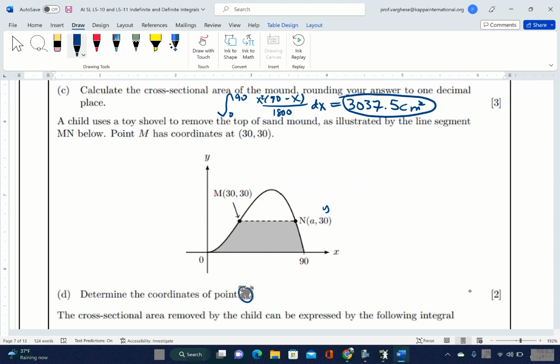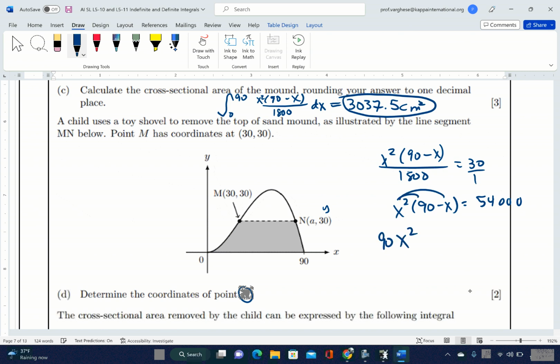So to do that, we're going to take our original function, which is x squared (90 minus x) all over 1800, and we are going to set that equal to 30 because we know that the y is equal to 30, so we're looking to find out what the x is. So here, you cross multiply, so that's going to give us x squared (90 minus x) is equal to 54,000. That makes sense. And then you can use the calculator for this part right here. You can distribute here. So x squared times 90 is 90x squared minus x to the third is equal to 54,000. And I'm going to show you how to do this on the calculator.